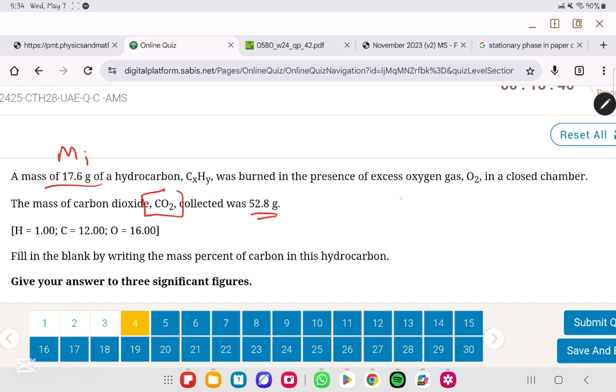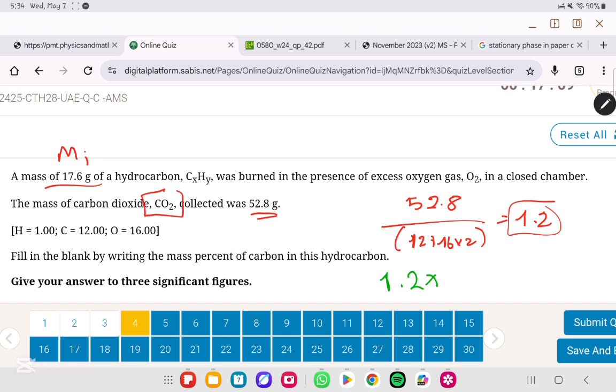So how many moles is that going to be? That's going to be 52.8 divided by the molar mass of carbon dioxide, which is 12 plus 16 times 2. You will put it on your calculator: 52.8 over 12 plus 16 times 2. You will get an answer which is 1.2. So it's 1.2 moles, meaning the mass of carbon is going to be 1.2 times the molar mass of carbon, which is 12. So it's going to be 14.4. So keep this in mind.